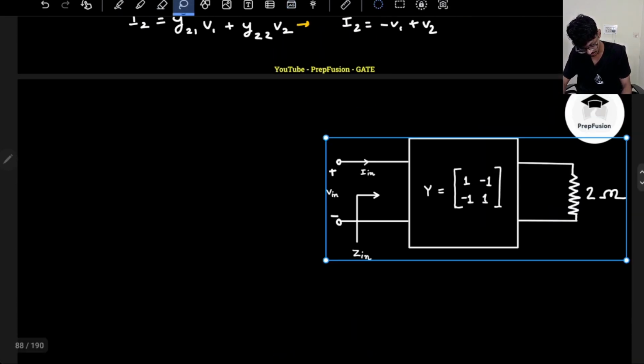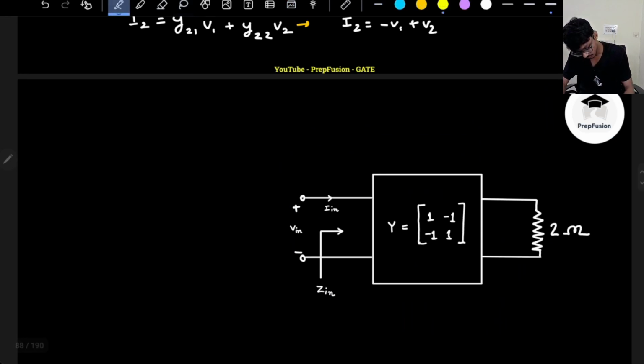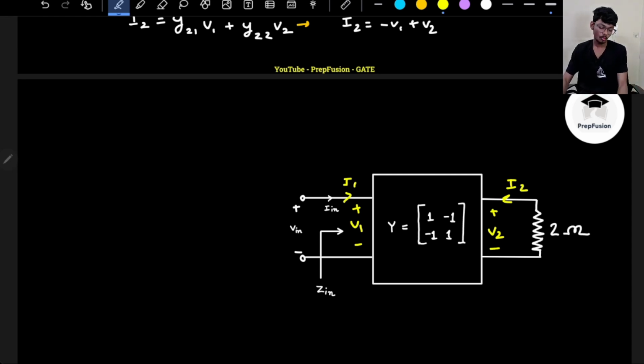So another important point to keep in mind is that this is my V2, this is my V1, these are my port voltages, and standard port current always goes into the network, right?